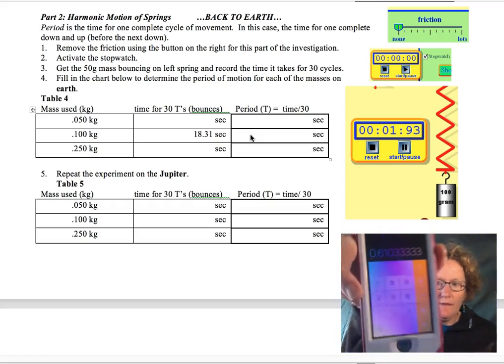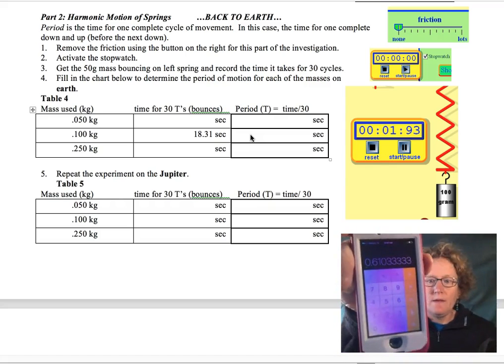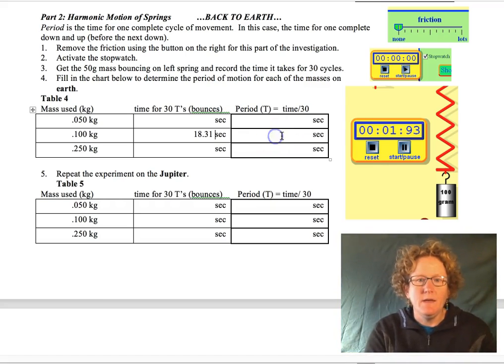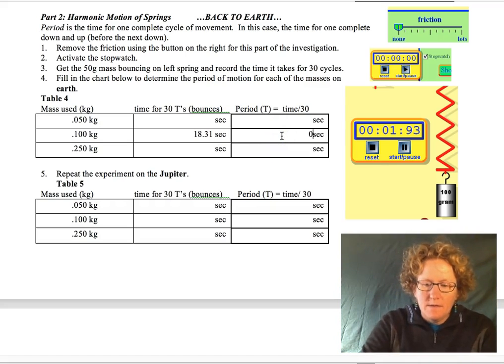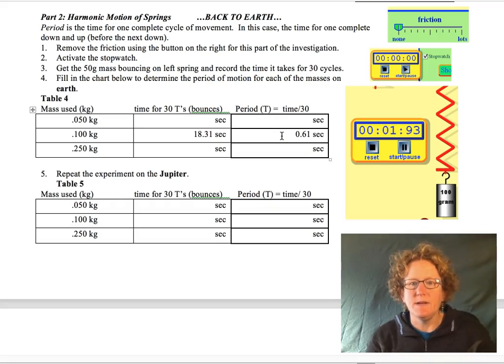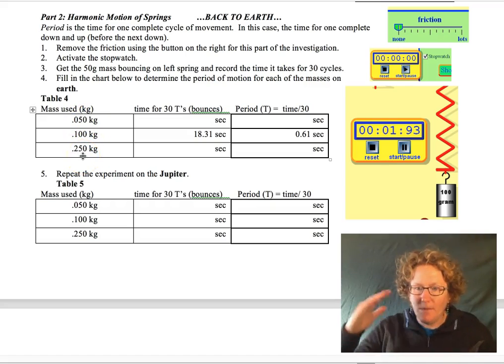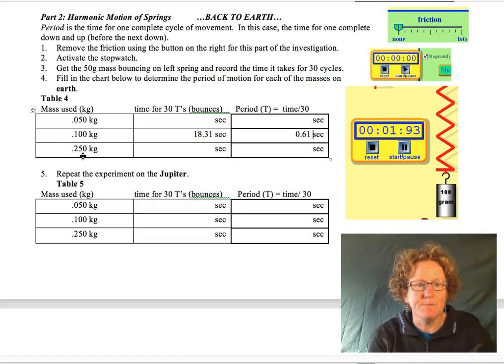So there's what it is on my calculator, 0.61 seconds. And the units are already nicely there for you. So now you can go pause the video and do the 50-gram mass and the 250-gram mass. Just remember to count the bounces.